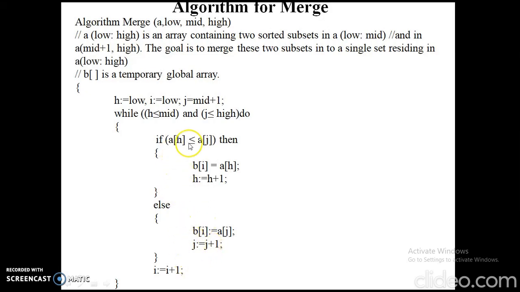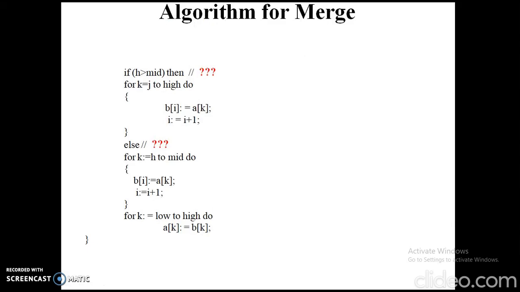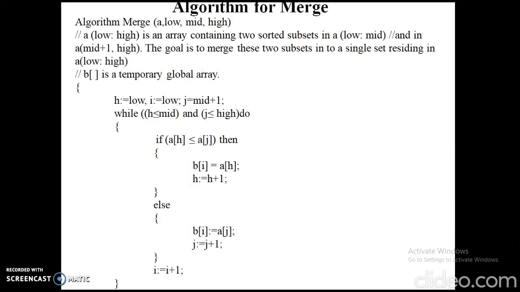And in either case, whether A of h is smaller or A of j is smaller, you copy it to the array B and update the pointer i to i plus 1. So the while loop here may terminate in either case, wherein the first array is exhausted or the second array is exhausted.